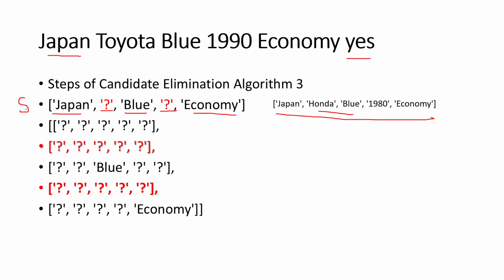This is yes. Then the first one there is no change, retain it. Second one here, Honda change to, or you can say there is a difference value, so you replace it by question mark. Blue as it is, question mark as it is, economy as it is. So blue is not there, so you have to remove this one. Sorry, this one you have to remove. Blue you have to retain, economy you have to retain, Japan same, you can ignore it.